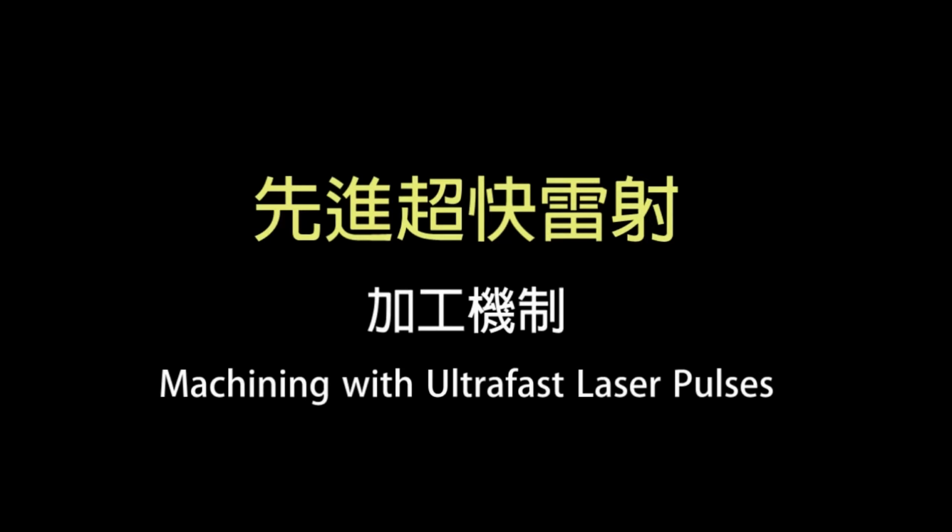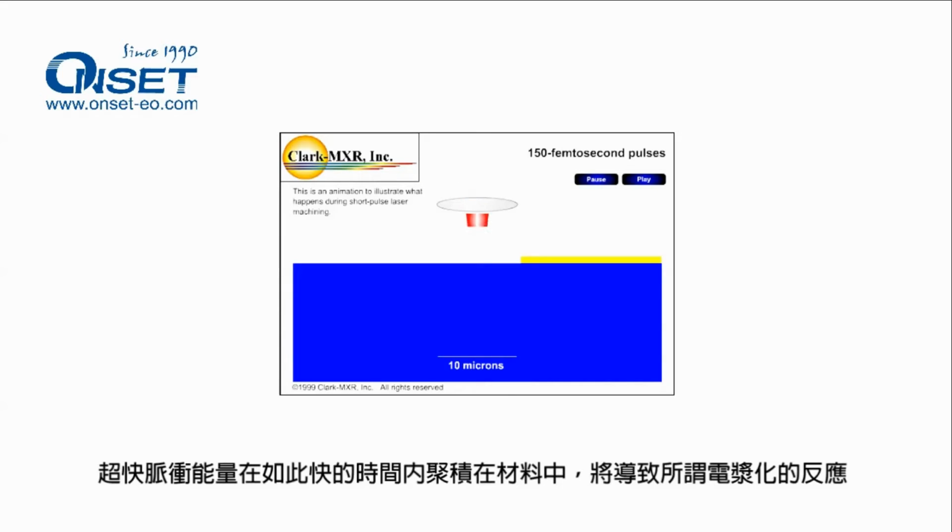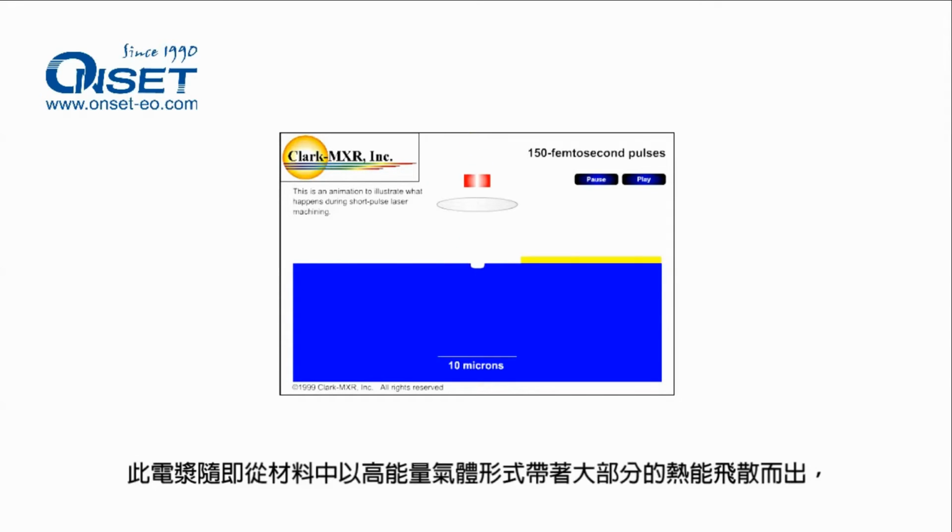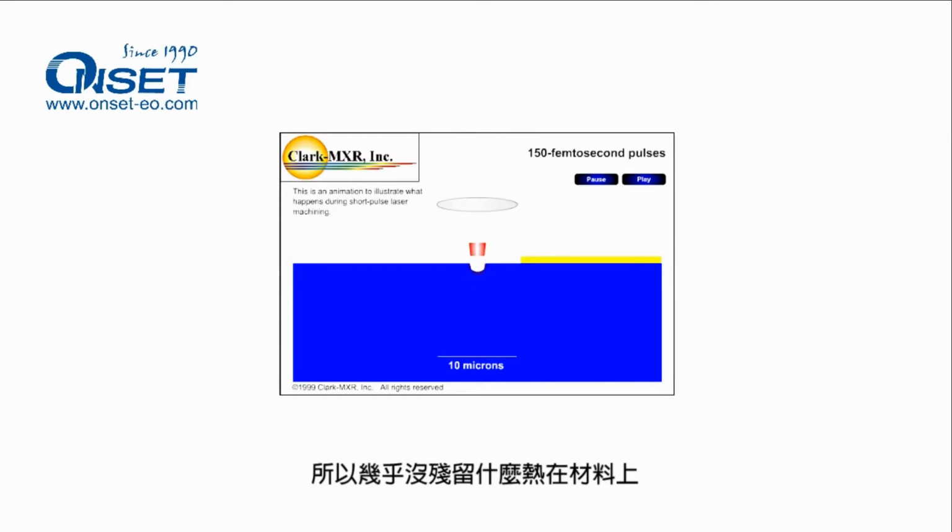Machining with ultra-fast laser pulses. Ultra-fast pulse energy is deposited in the material so fast that the material is forced into a state of matter that physicists call a plasma. This plasma then expands away from the material as a highly energetic gas, taking almost all the heat away with it. Very little heat is left behind to damage the material. This means that the machining quality is high.